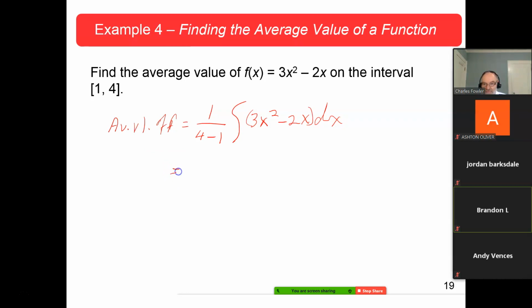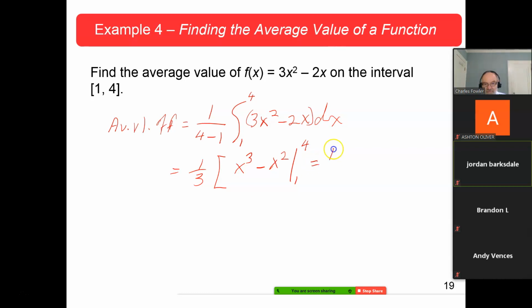Okay, so this is 1/3 of, oh, I left off my limits, from 1 to 4. Now, what's the antiderivative of 3x squared? They gave you a very easy one, didn't they? Anybody? This is x cubed minus x squared. Perfect. Evaluated from 1 to 4.